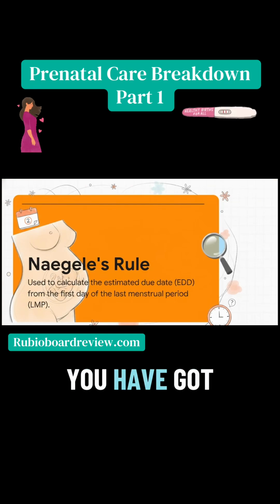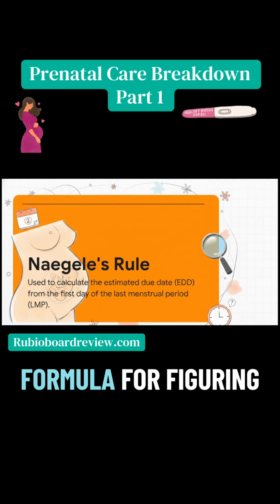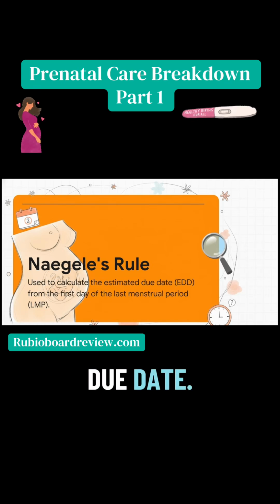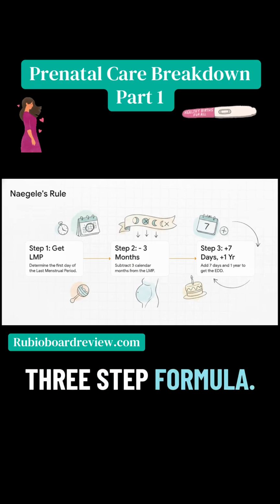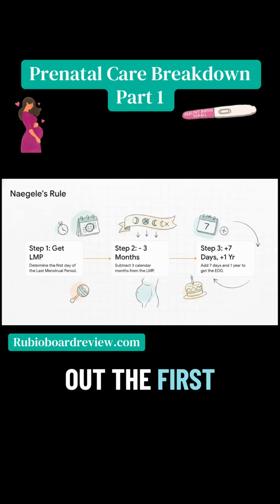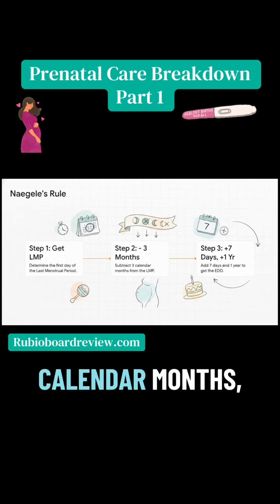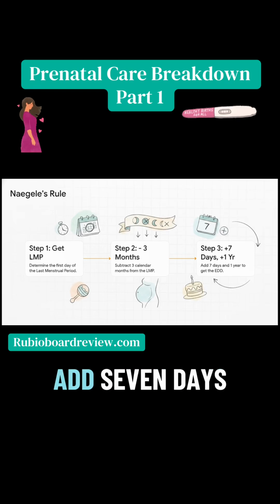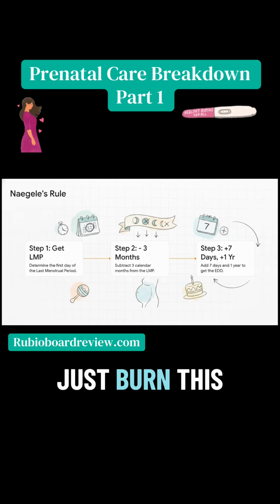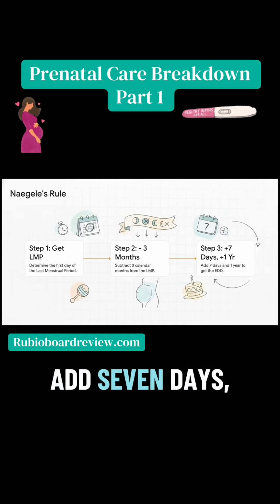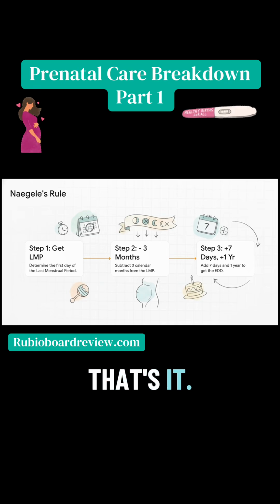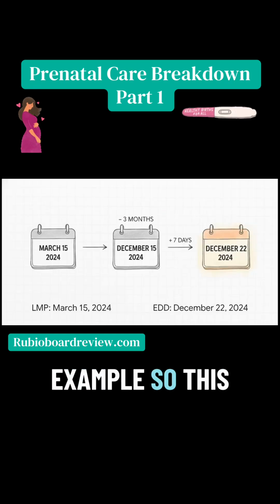So, the tool you have got to know is Nagel's rule. Think of it as the gold standard, the go to formula for figuring out that estimated due date. And trust me, the NCLEX loves, loves, loves to test you on this. And you know what? It's actually a pretty simple three-step formula. First, you just need to figure out the first day of the last menstrual period, the LMP. From there, you subtract 3 calendar months. And then you add 7 days and 1 year. Just burn this into your brain. Subtract 3 months, add 7 days, add 1 year. That's it. Okay, let's run through a quick example so this really sticks.